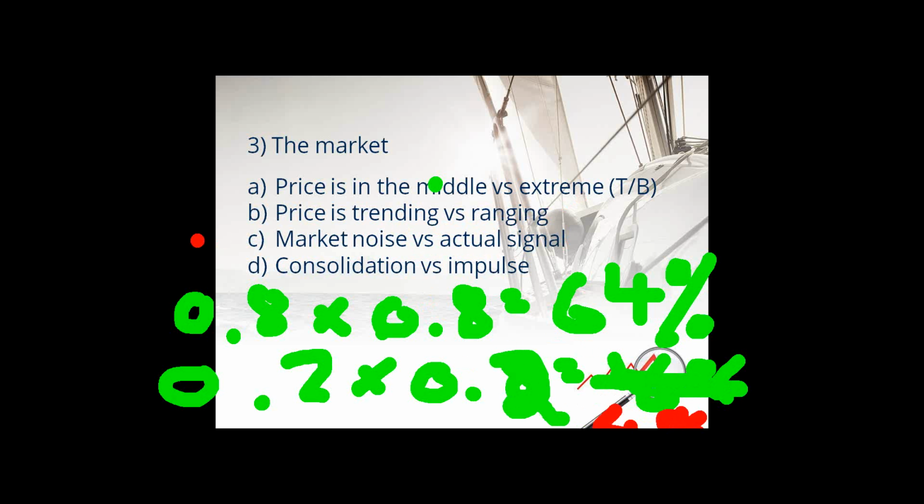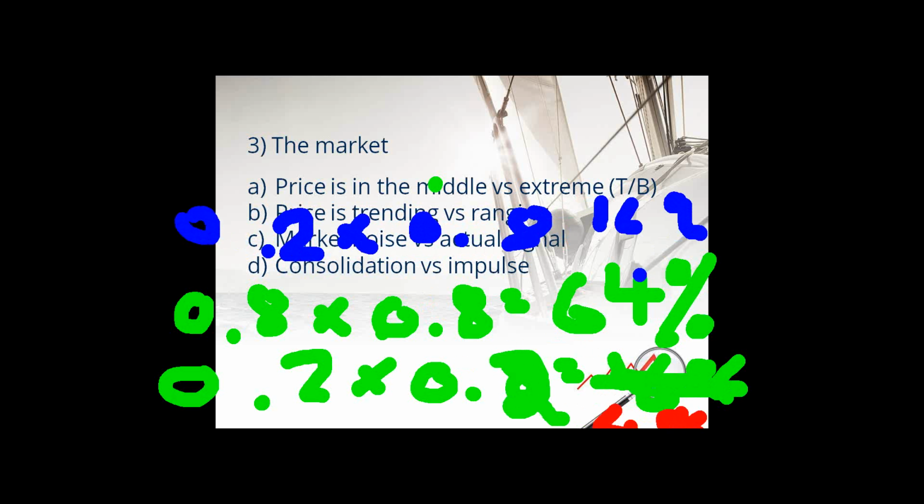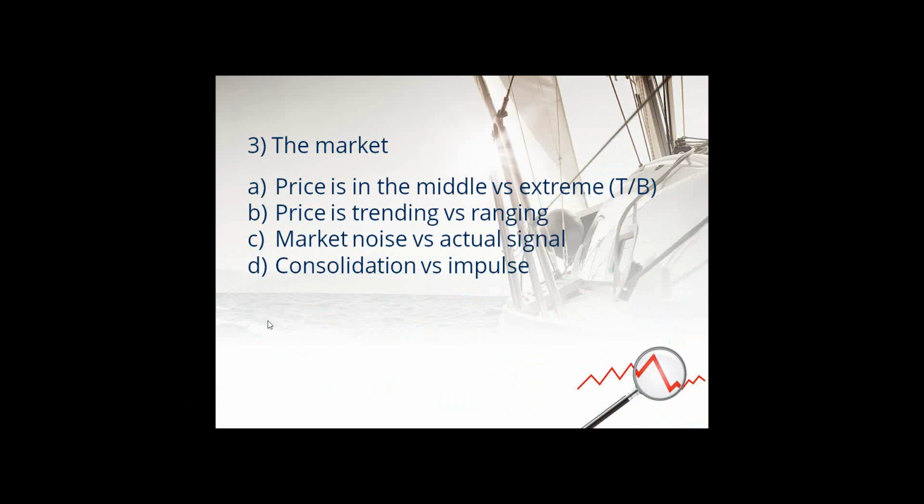But in the middle trending, that would be actually 0.2 times 0.8, and that would be actually 16%. And then the other 16%, I guess, let me calculate. The other 16% would be at an extreme and ranging. Well, anyhow, it's just to give you an idea.